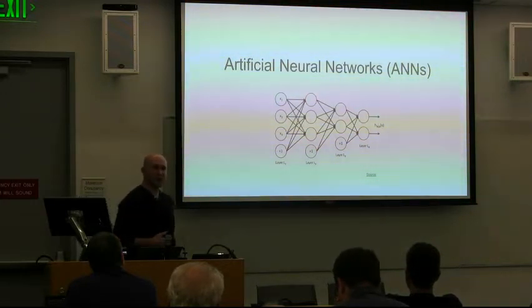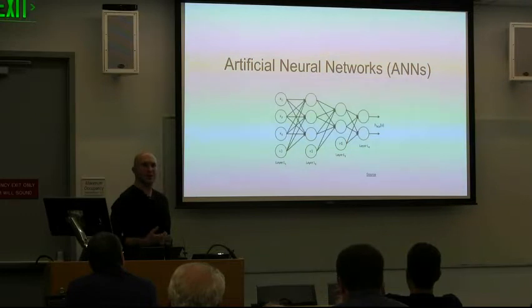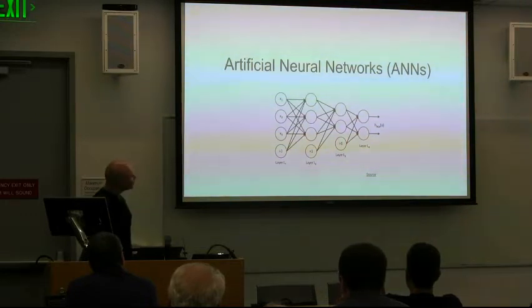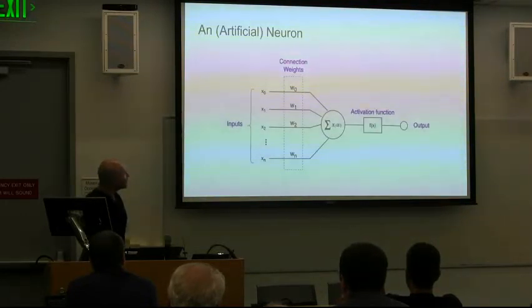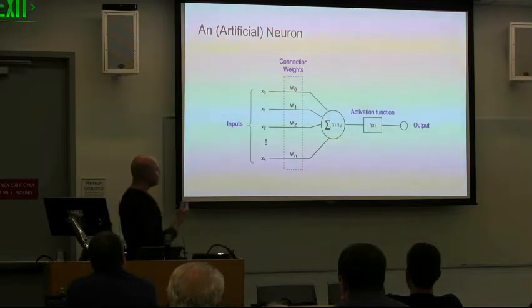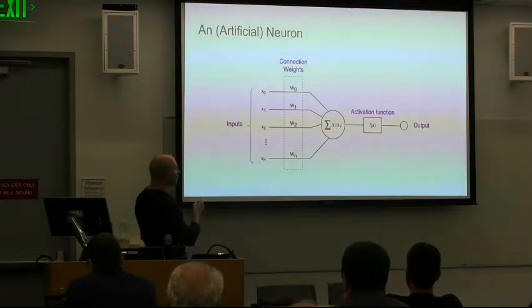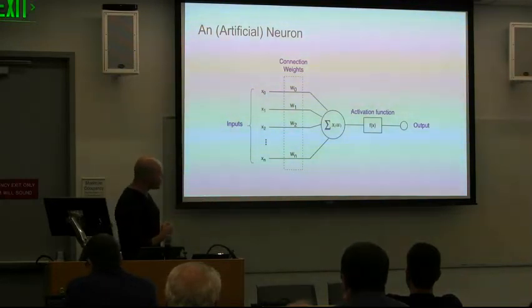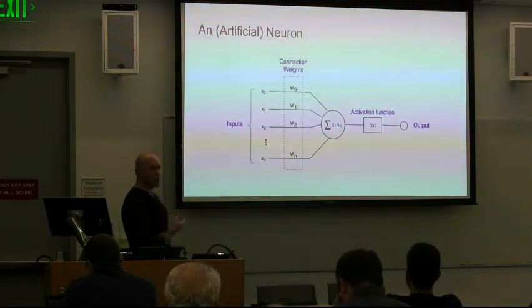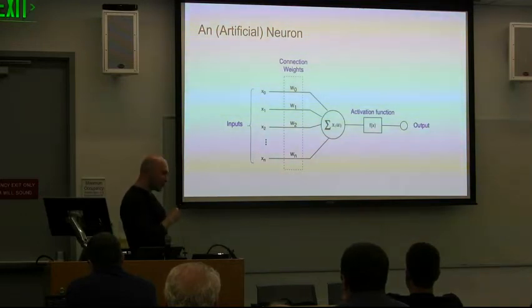Is anyone familiar with artificial neural networks? Awesome. So the basic ingredient for artificial neural networks is the artificial neuron. And it looks something like this. It has inputs, and for each input it has an associated weight. And the first thing it does is a weighted sum of the inputs. It passes that weighted sum to an activation function, and the result is the output value from the artificial neuron.